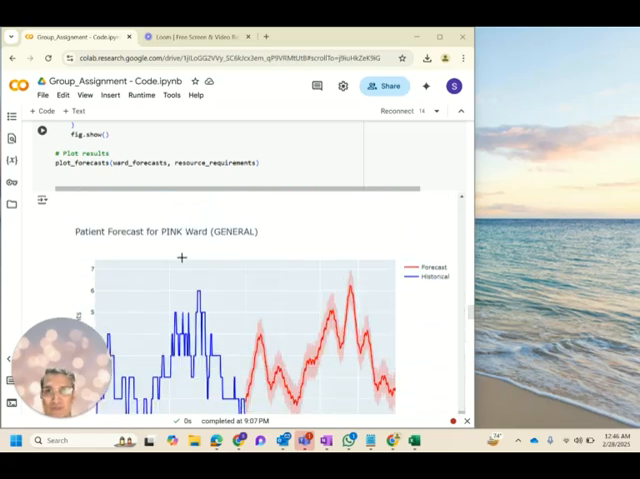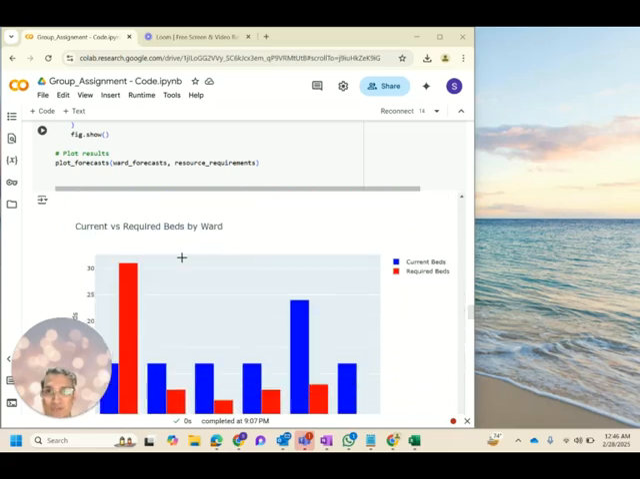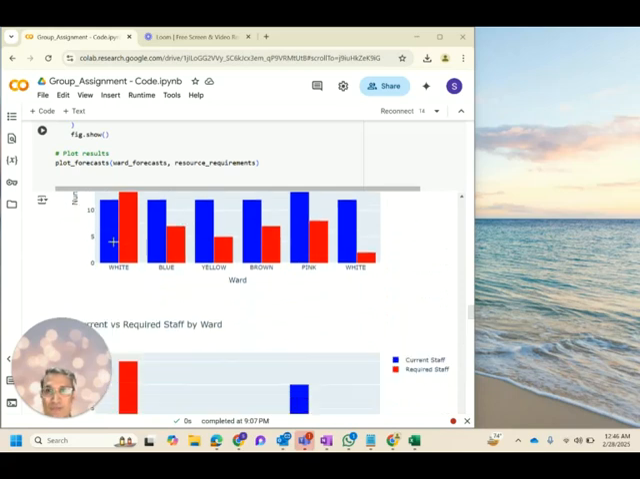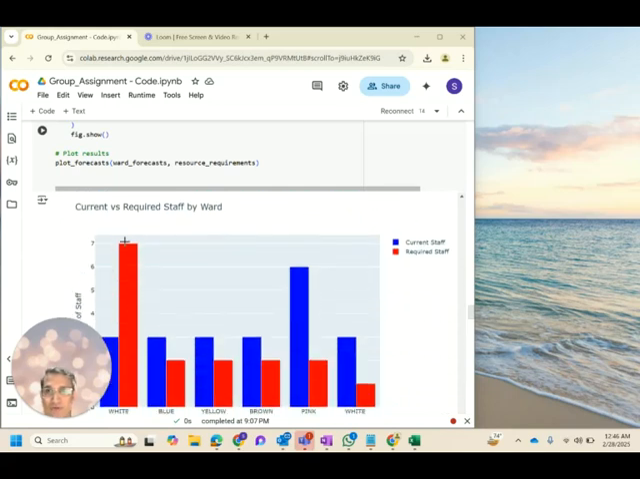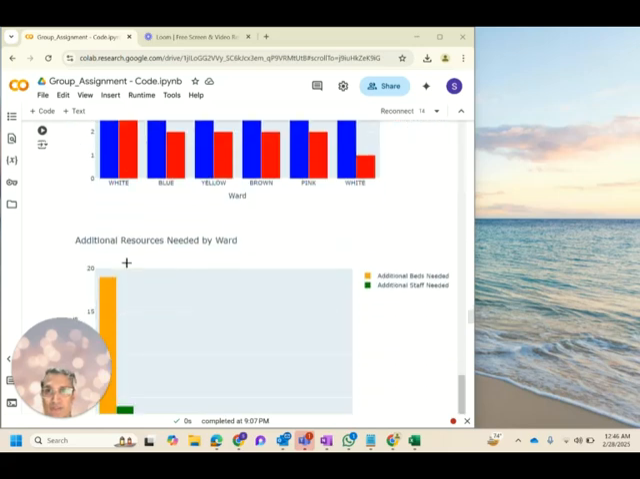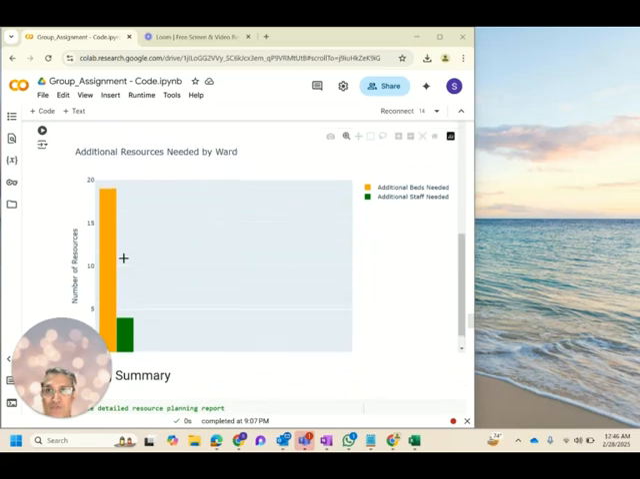And all this information is provided in our documentation. You can go through it in detail. You can see the numbers, current versus staff required. Here I mentioned, for example, the additional resources needed.